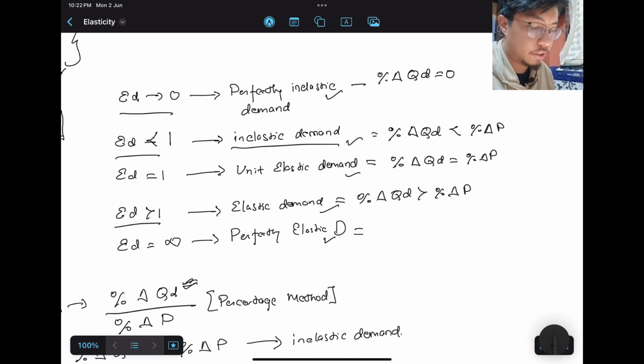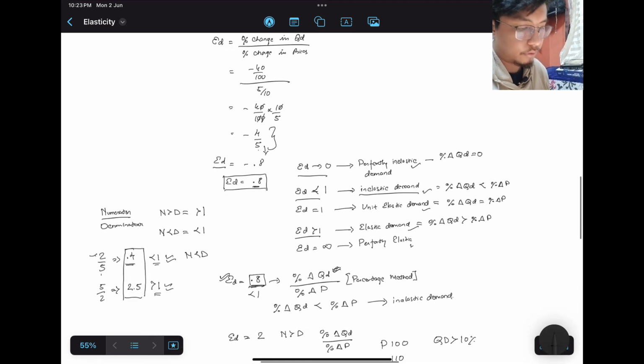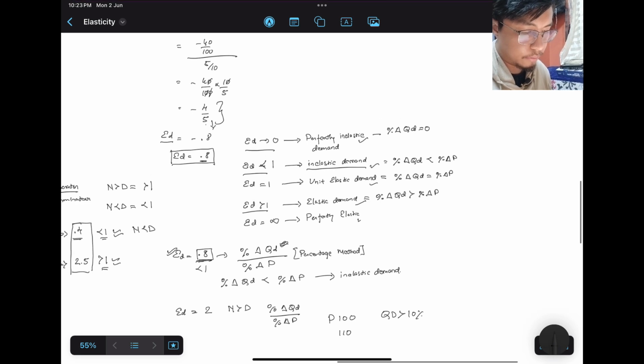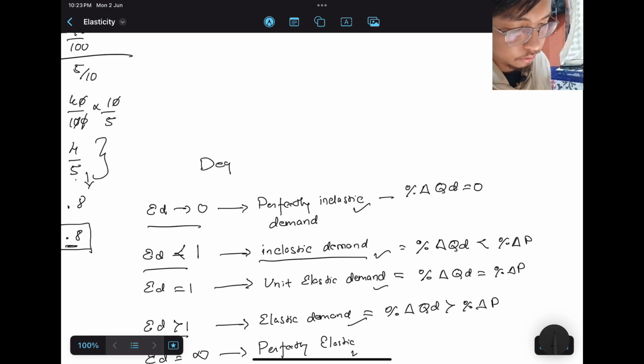Perfectly elastic demand means, when price changes, even a small change in price triggers a huge change in quantity demanded. Okay, then you get infinity. Okay, so for this you don't write anything. We'll look into the graph and then we'll see how this works. Right, so these are your different degrees of elasticity.